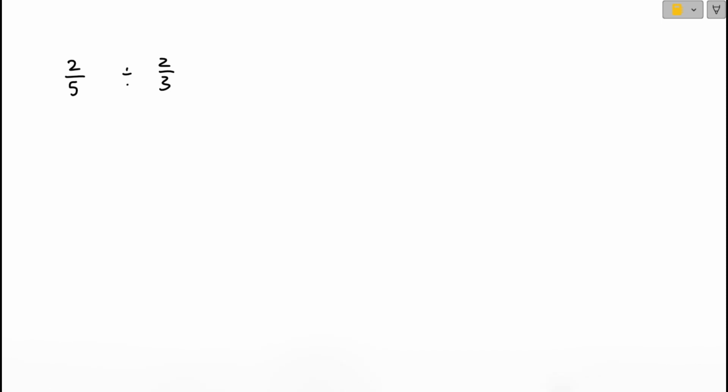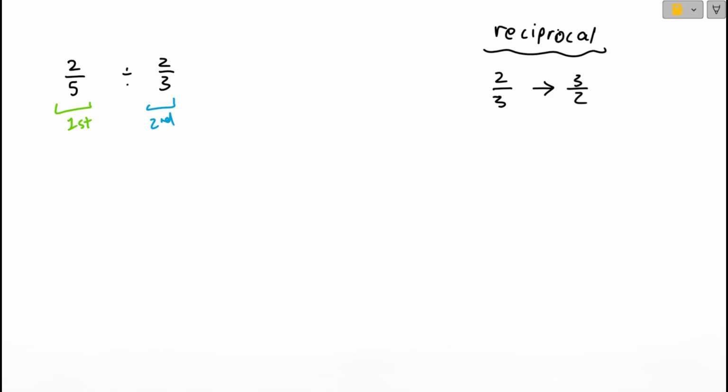I said we're going to multiply the first fraction by the reciprocal of the second fraction. So reciprocal, basically what it means. Say you have 2 over 3. I'm going to just take this fraction over here as an example. The reciprocal would be 3 over 2. If we have 5 over 6, the reciprocal would be 6 over 5. Say we have 7 over 2, the reciprocal would be 2 over 7. Right, so basically all we're doing is we're just flipping the fraction.